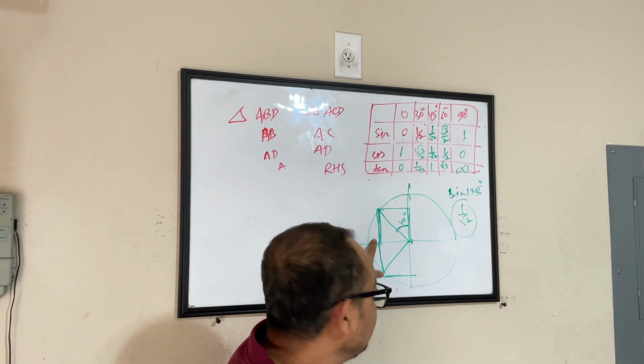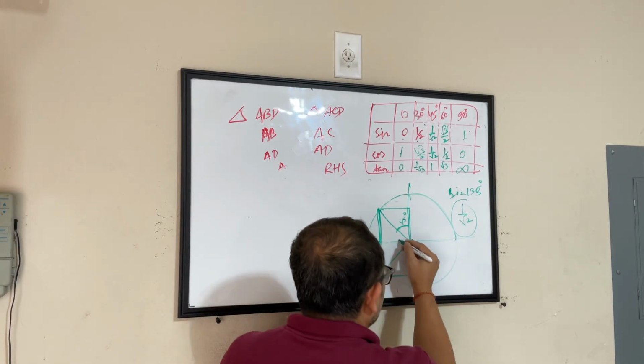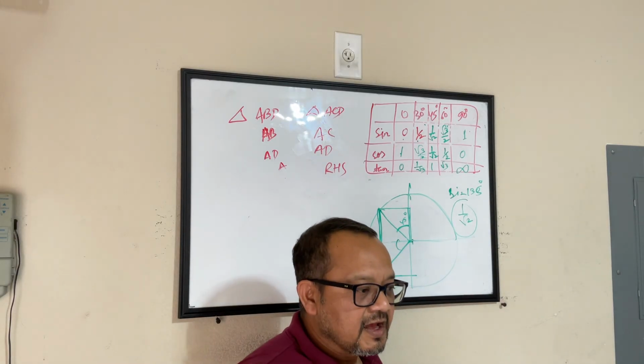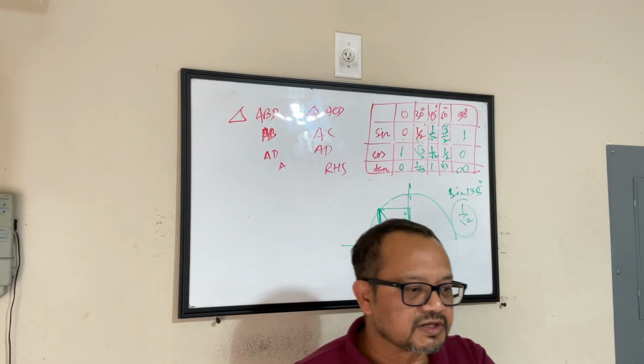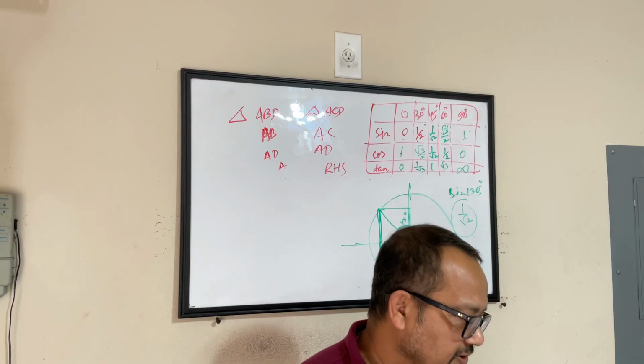You find this height and you see negative, you're done. So I would want you guys to use this understanding for playing with unit circles.